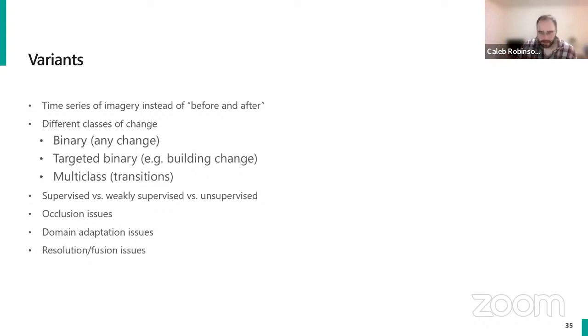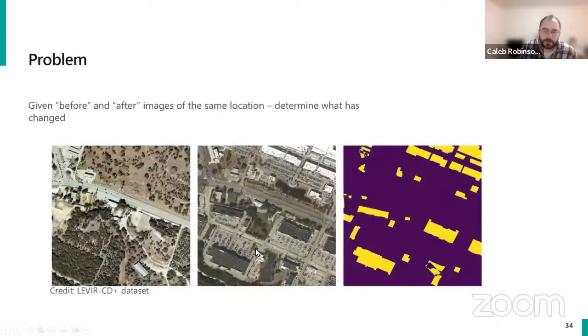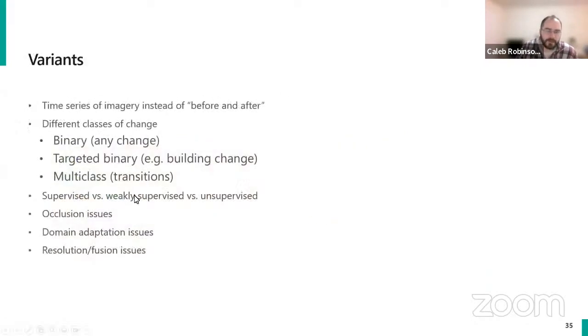before to building, barren, grassland, different types of changes like that. And then the actual problem itself can have many different facets as well. So you might have supervised data on what has changed. For example, this mask here shows the buildings again. You might have weakly supervised information, or in the any change category, you might be completely unsupervised.